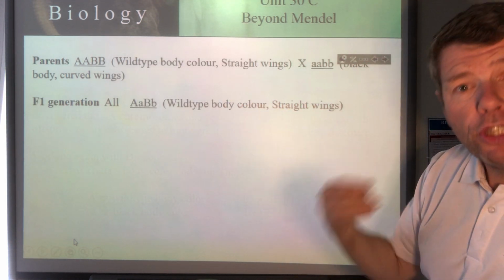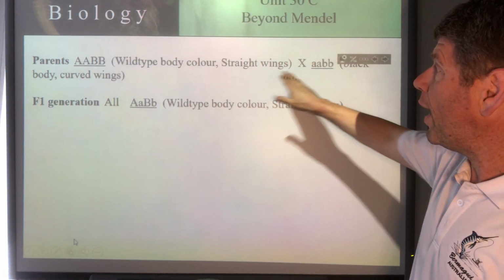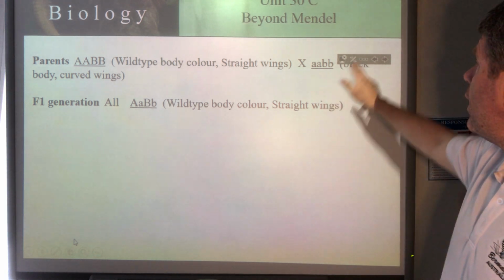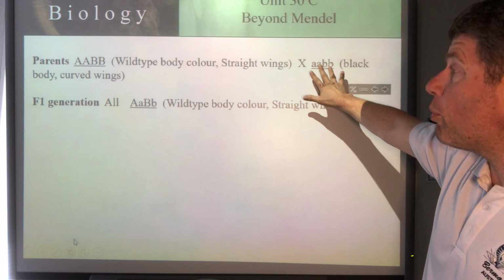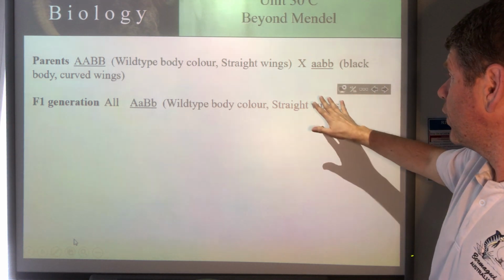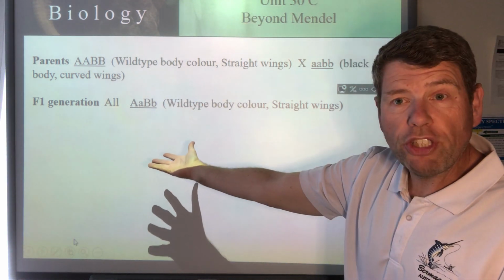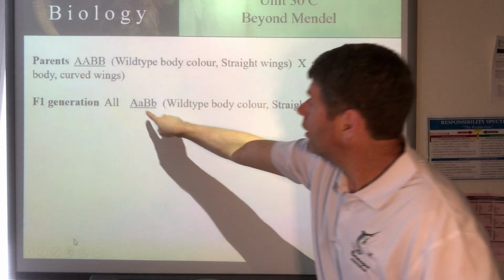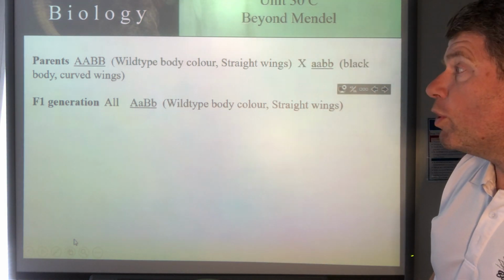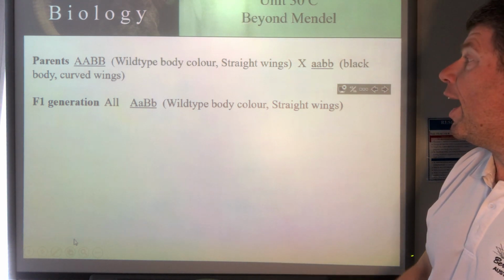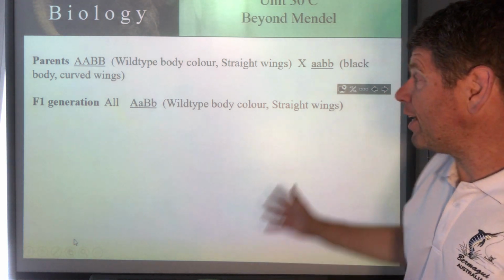So Morgan takes pure breeding parents for both the dominant trait. So we have our capital A, capital A, capital B, capital B, crossed with our double recessive. So pure breeding parents for those traits. If we do this cross, in the F1 generation, you can tell that the only possible genotype is big A, little a, big B, little b, which of course means all the F1 offspring have the wild type body and the straight wings. And that's completely expected and normal.